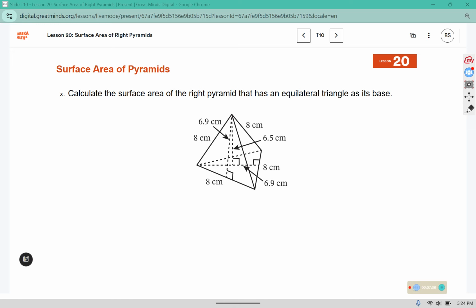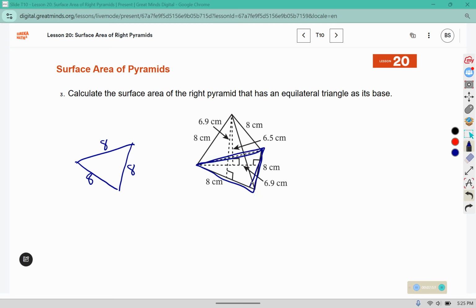For problem 3, calculate the surface area of the right pyramid that has an equilateral triangle as its base. So an equilateral triangle has all the same measurements on the sides. So it would be an 8, 8, 8 triangle on the bottom. And then it has 3 faces coming out of it.